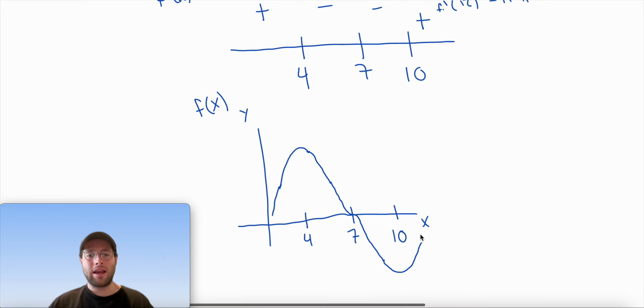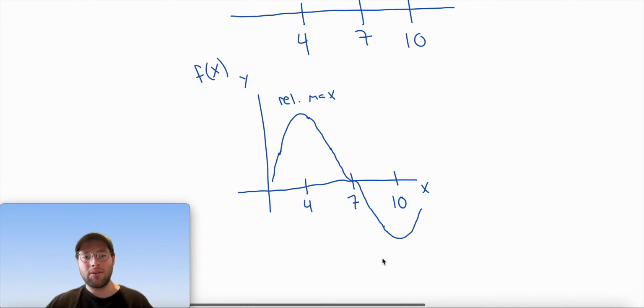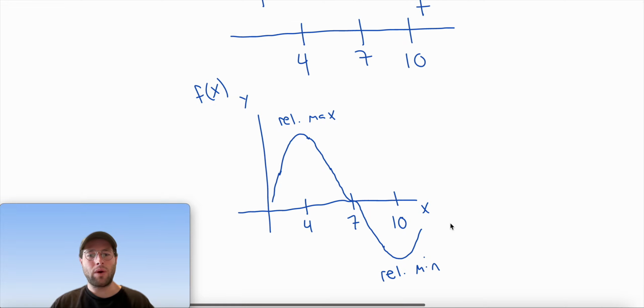And now we can go ahead and label some relative maximums and minimums. So it looks like right here I have a relative maximum, and that occurs at x equals 4. At x equals 7, I have neither a relative maximum nor a relative minimum. And then at x equals 10, I have a relative minimum. Okay, so now that we have this, we have everything we need to answer the initial question.